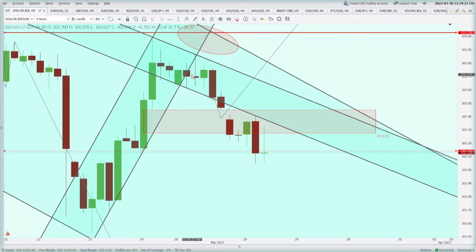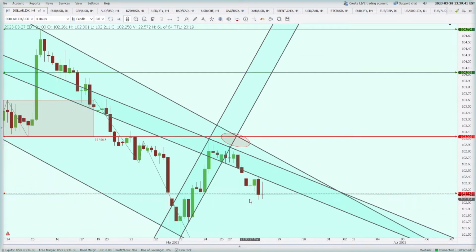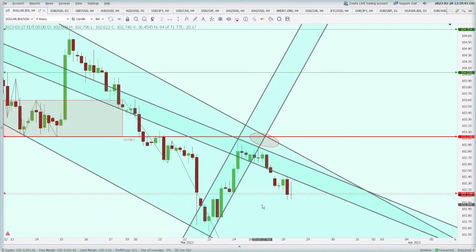I was expecting the price to come into this fair value gap and then be pushed upwards, but that did not happen. In fact, the price sold down. It opened lower and then sold down, and every rise it is getting rejected. That means there are more losses possible for the dollar index.